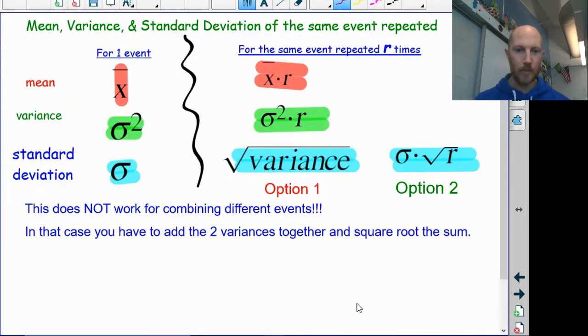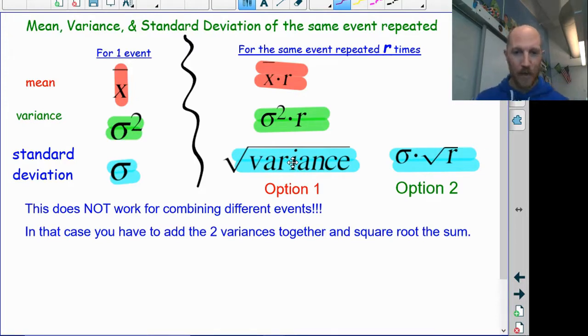So we could say this. To calculate the mean, the variance, and the standard deviation for a repeated event, we're going to take our mean and variance for one iteration of the event, just doing it one time, and then multiply by the number of repetitions. So for the same event repeated R times, the mean for the R repetitions is just the mean of once times the number of repetitions. The variance is multiplied by the number of repetitions. For standard deviation, always, always, always, no matter what, it's the square root of the variance.